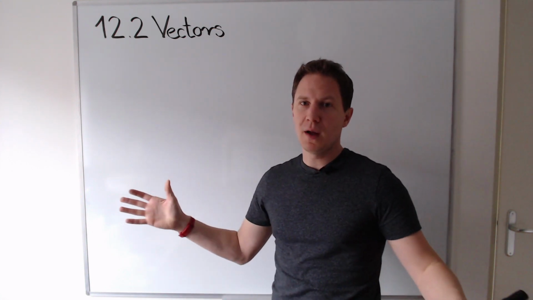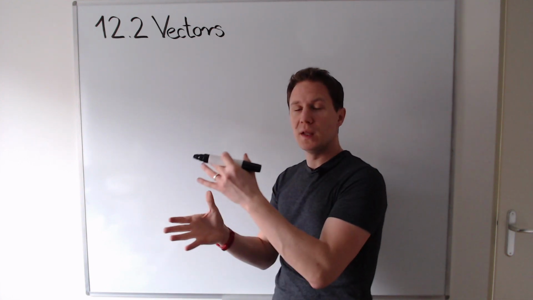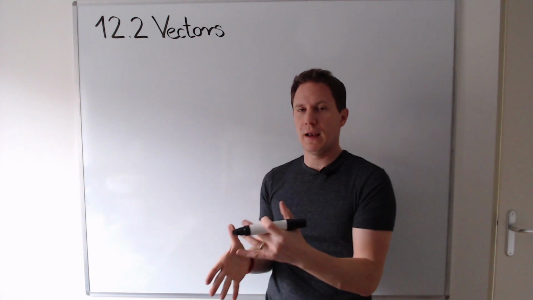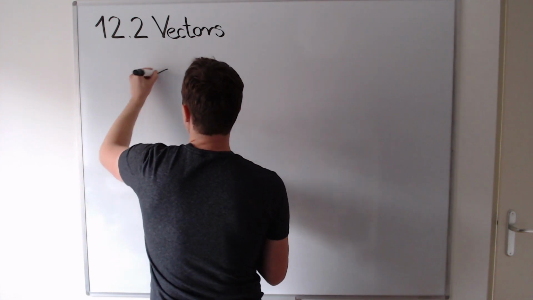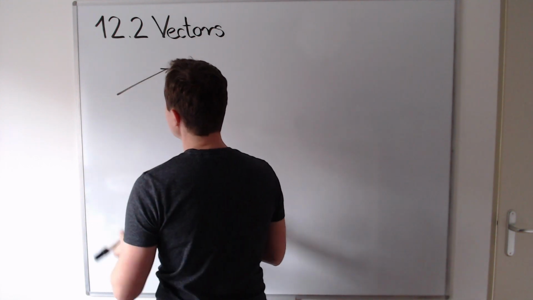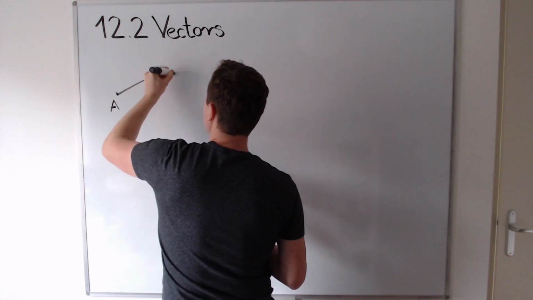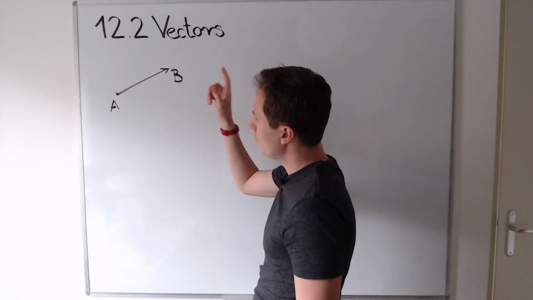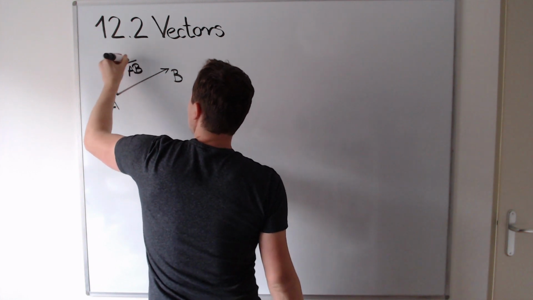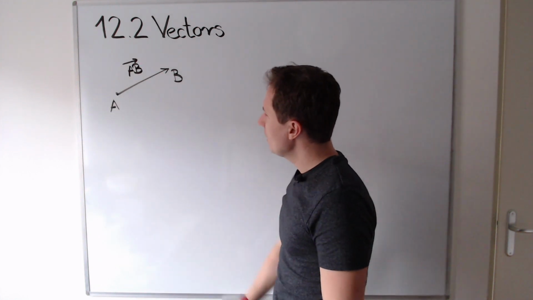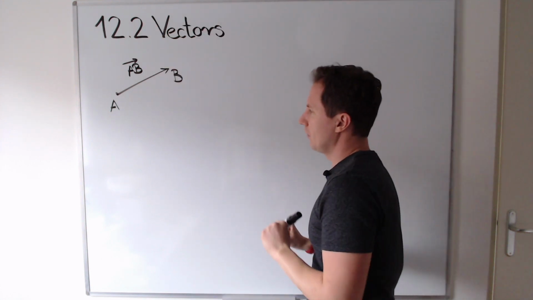So I remind you that a vector is nothing but a quantity with a magnitude, so a length, and a direction. That's why we usually represent vectors by directed line segments, so little arrows. The line segment going from point A to point B would be the vector AB, where in the notation we put a little arrow on top of AB to indicate that we are talking about the vector.